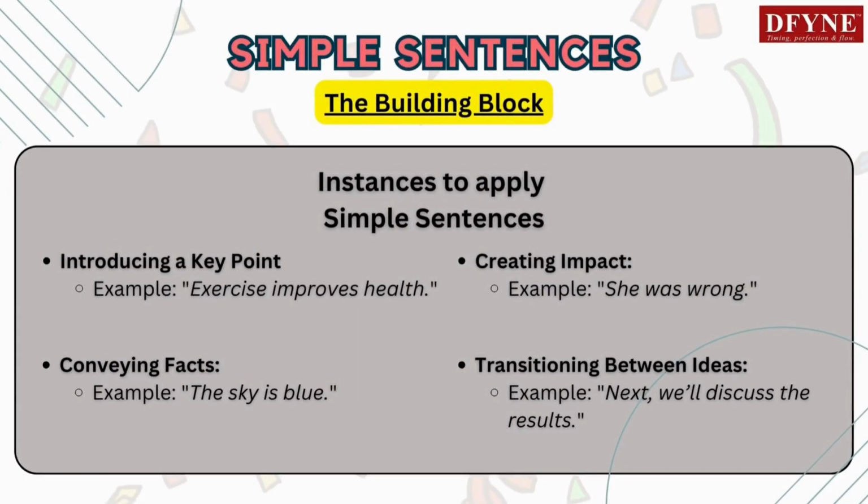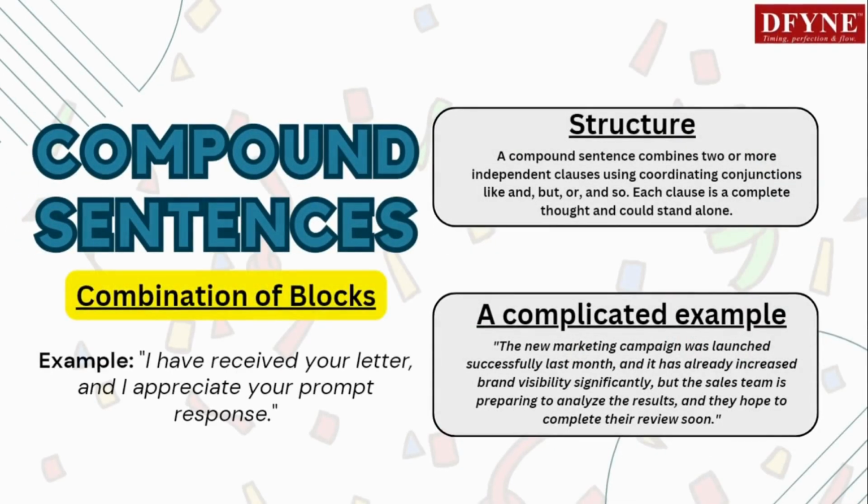Now, you can simplify a sentence or complicate it based on your needs. As a general guideline, simplify sentences when A. You need to introduce a key point. B. You need a sentence that hits hard and leaves a strong impression. C. Stating a fact or providing information that doesn't need further explanation. D. You need a smooth, clear transition from one idea or section to another.